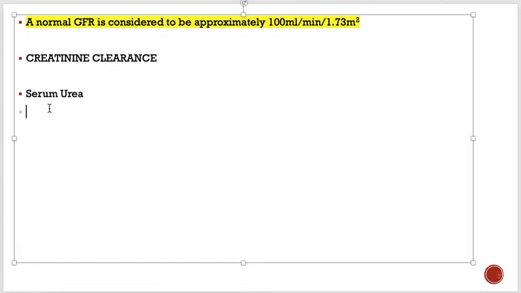Now the serum urea, again there are many issues with serum urea as well. See, from where the urea comes, if you remember the urea cycle, it depends on how much production of urea is there.